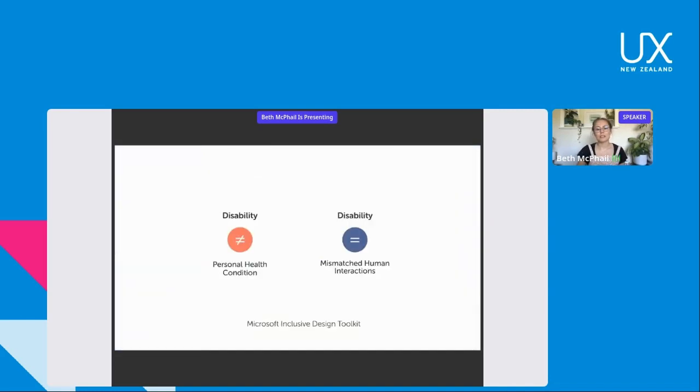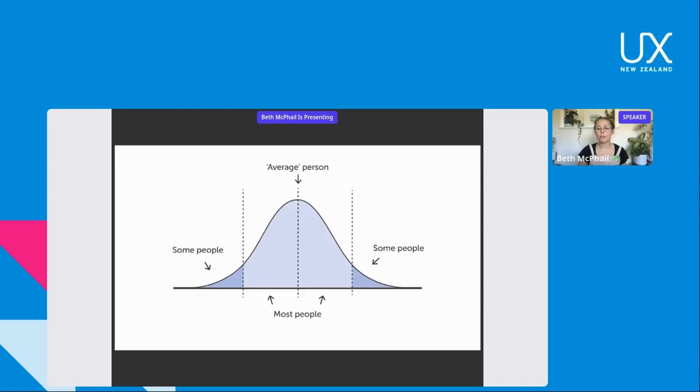In 2011, the World Health Organization referred to disability as not just a health problem. It's a complex phenomenon relating to the interaction between the features of a person's body and the features of the society in which he or she lives. Using the averages approach can have a negative effect on everyone, but in particular, people who sit on the edge of the bell curve who will experience the greatest mismatch.